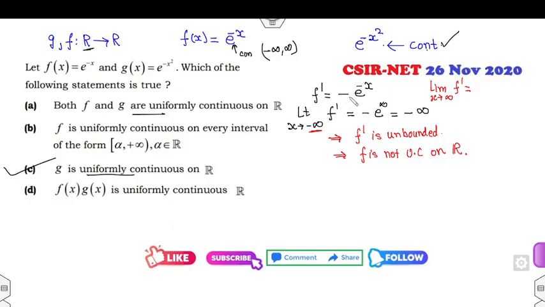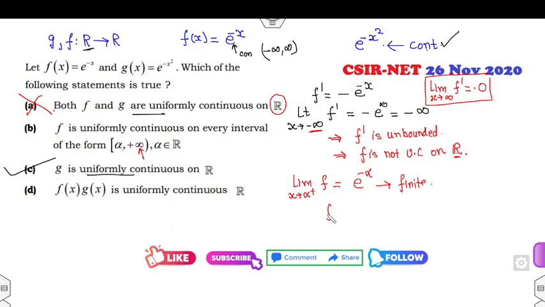f dash. If you take plus infinity, this will go to 0. That is bounded. But R contains minus infinity as well, so that means this is not uniformly continuous. Now you can see at plus infinity it is finite. Also, alpha to infinity is a closed interval. So if I choose a positive alpha, f is e raised to the power minus alpha, and that is a finite answer.